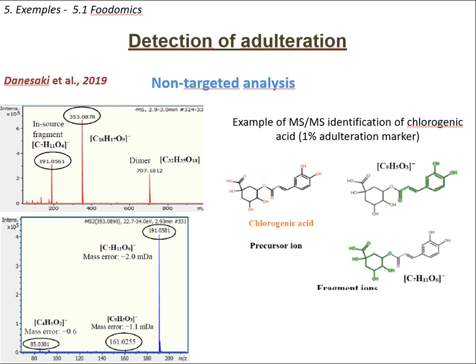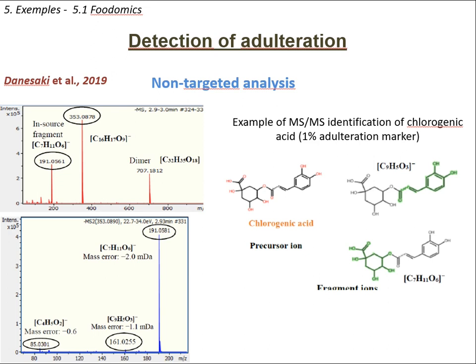So here are some examples of MSMS identification of chlorogenic acid, which is an interesting marker because you can detect up to 1% adulteration. So it's a very low threshold of fraud detection. And so you have the formula of chlorogenic acid, and you see different mass spectra.